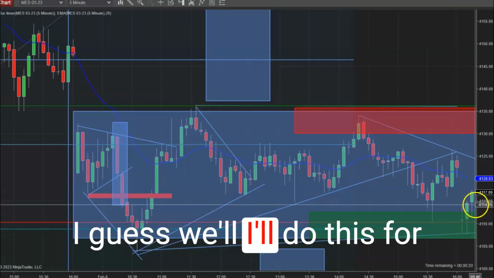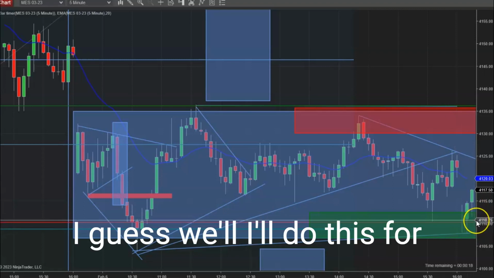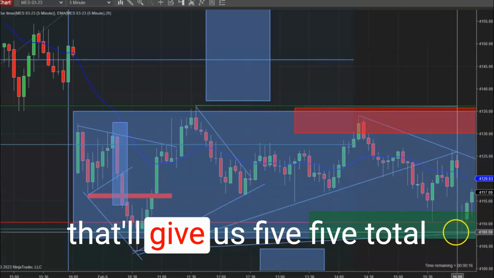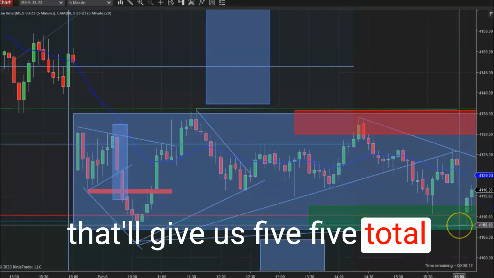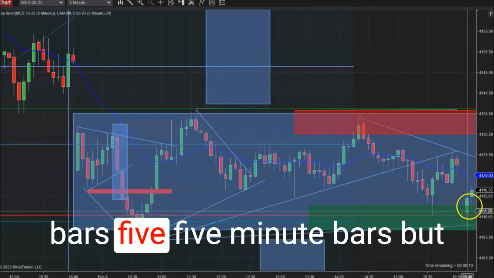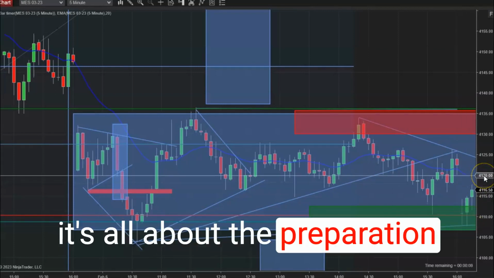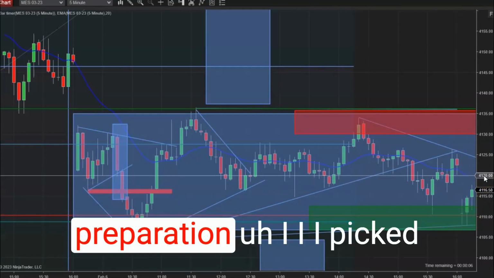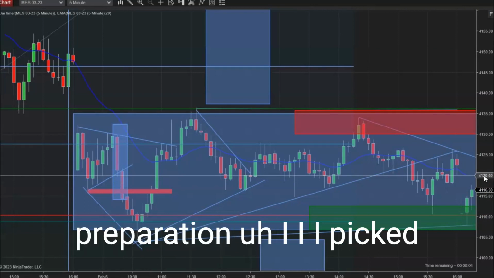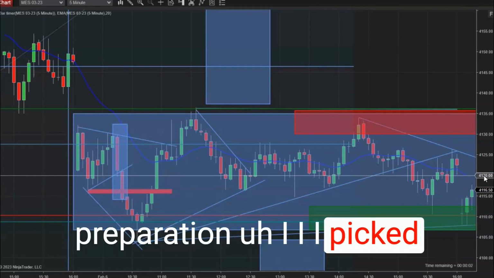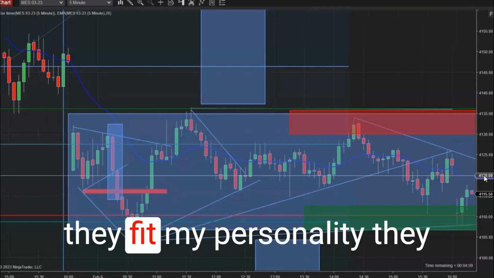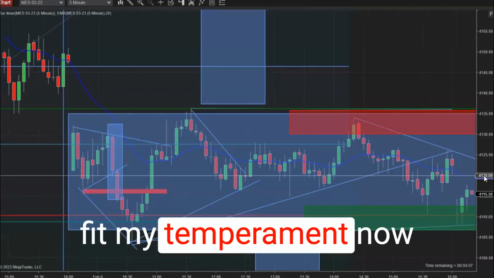I guess I'll do this for another 10 minutes, so that'll give us five total 5 minute bars. But it's all about the preparation, right? It's all about the preparation. I picked 5 minute bars because they fit my personality, they fit my temperament.